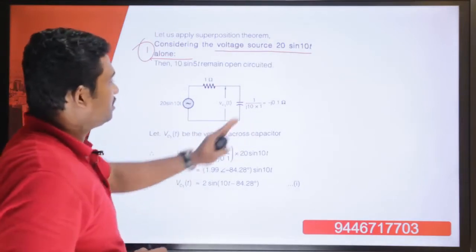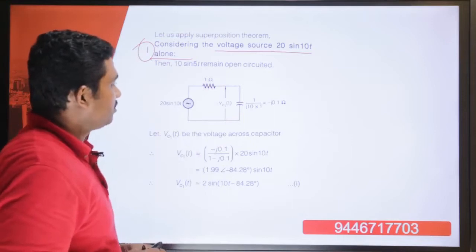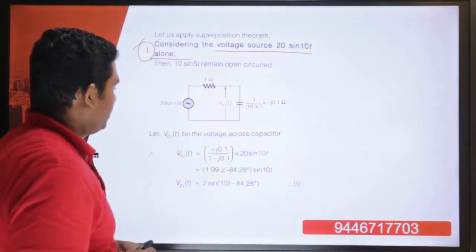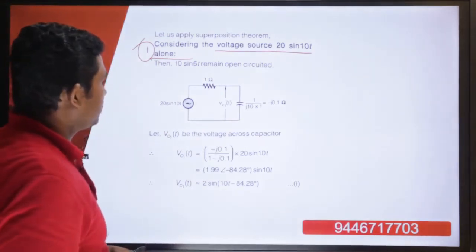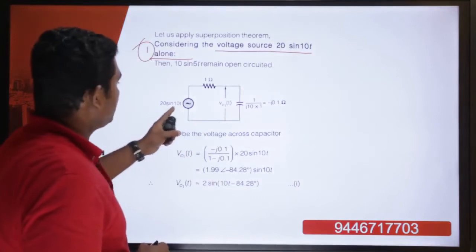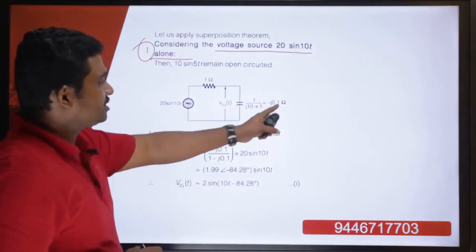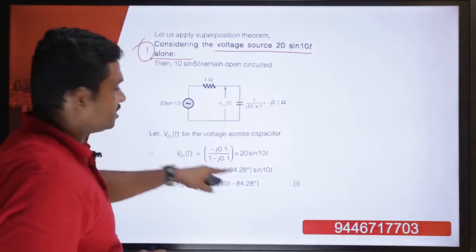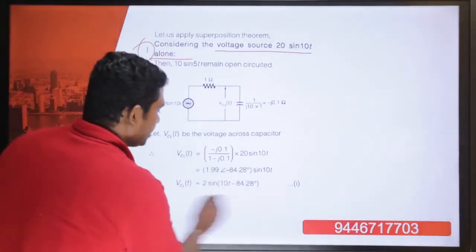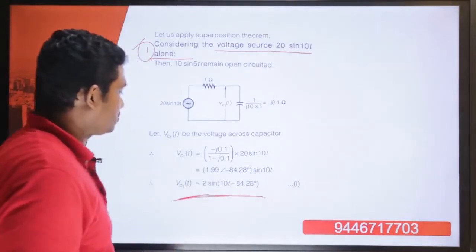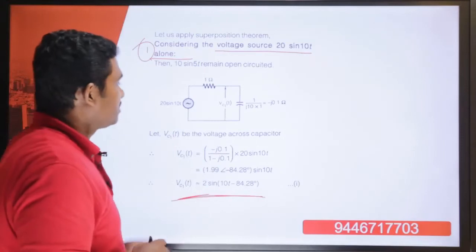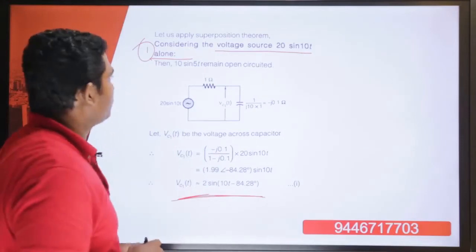So now this is the figure considering only the voltage source, and we have to find out the value of Vc1 of t. What is Vc1 of t? Vc1 of t is actually voltage division. That means 20 sin 10t into minus j0.1 divided by 1 plus j minus j0.1 will give you Vc1 of t, and simplifying it approximately you will get Vc1 of t as 2 sin(10t minus 84.28 degree). So let us put it as equation number 1.